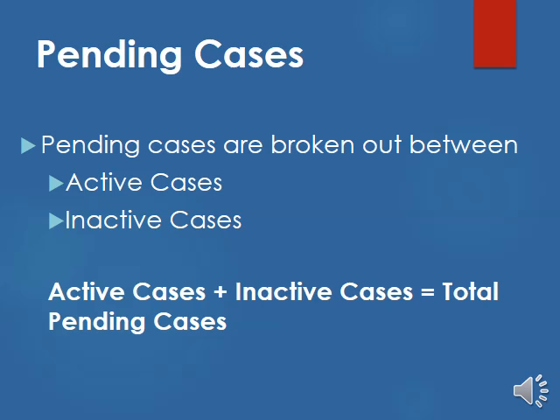Pending cases are separated between active cases and inactive cases. In other words, the total of the pending cases is the sum of active plus inactive cases. So let's go over the difference between an active case and an inactive case.